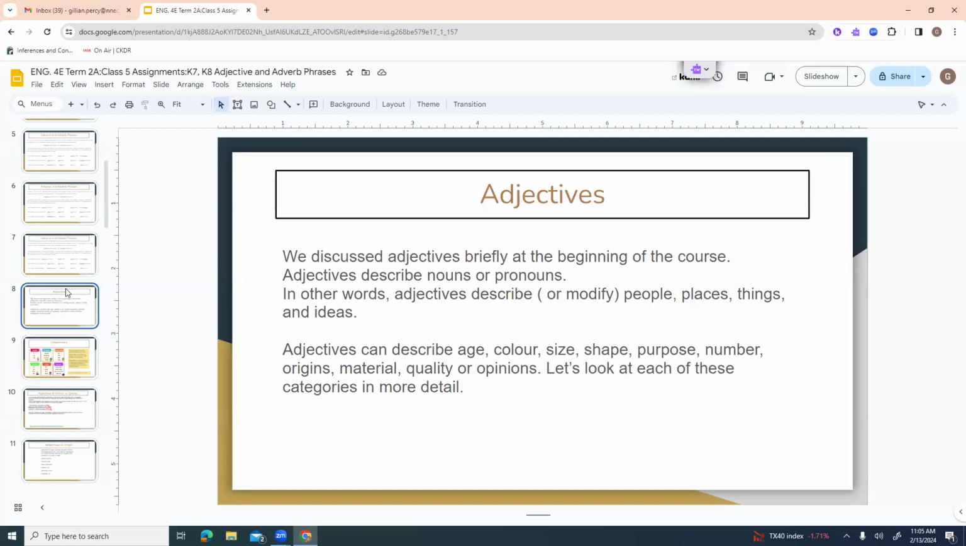Adjectives can be used to describe age, color, size, shape, purpose, number, origins, material, quality, or opinions. We're going to look at each of these categories in more detail.